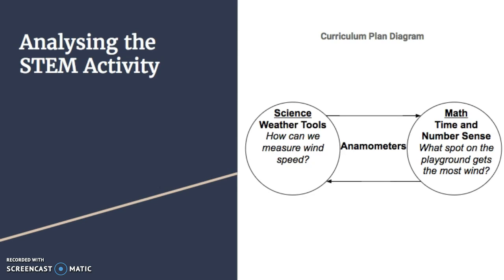And then I created the curriculum plan diagram. So the main goal would be talking about anemometers, and then with the science it's looking at the weather tools, how can we measure wind speed, and then with math it kind of deals with the time and number sense, so being able to read a clock.